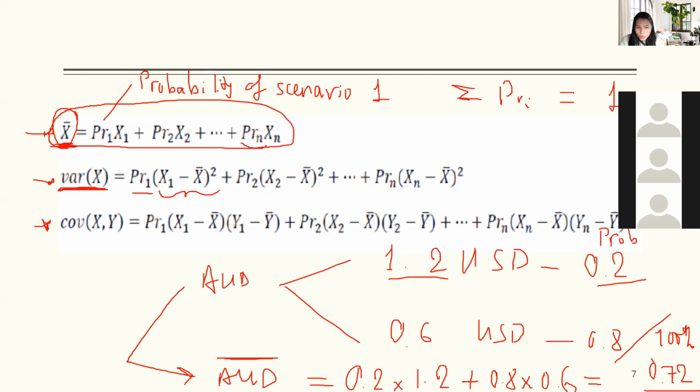The third formula is to compute the covariance between X and Y, or how much X and Y move together. When you have a higher covariance, that means X and Y move together more closely and vice versa. Similarly, we're going to have probability 1 for scenario 1 times x1 minus x bar and times y1 minus y bar. And so on and so forth. So you just sum up all the probabilities here.